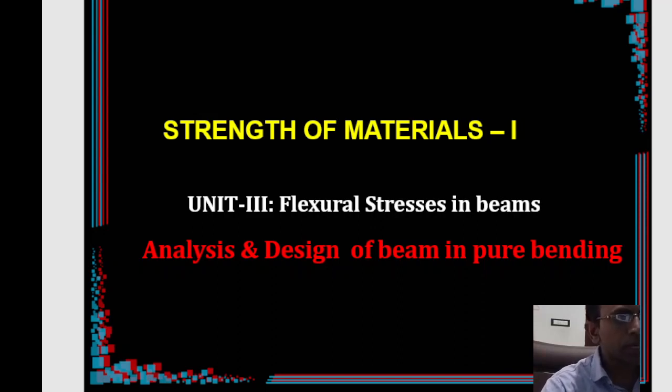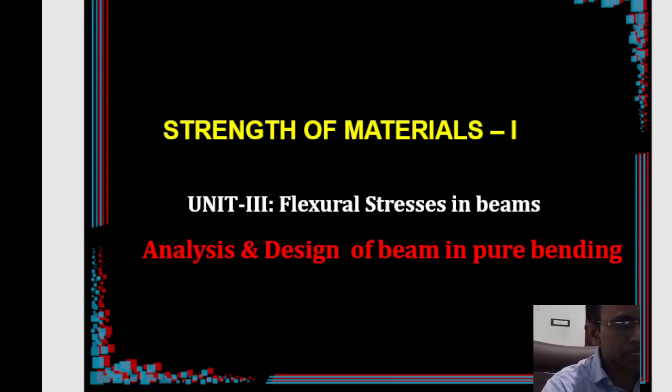Okay, welcome to the discussion on the topic analysis and design of beam in pure bending. This is also part of Unit 3, flexural stresses and beams, which is part of the syllabus in the course of Strength of Materials 1.